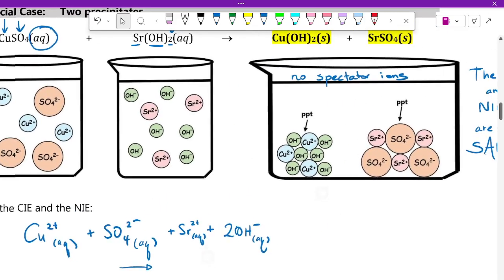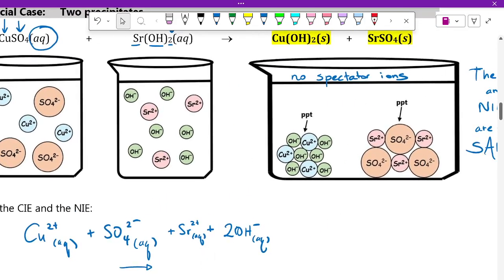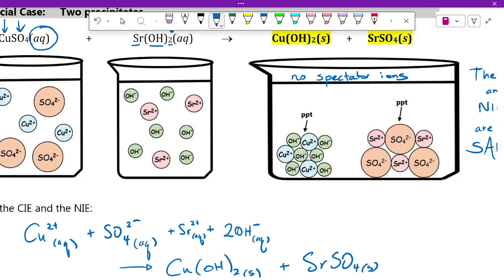Our products are both solids, so you will simply write the solids together because they don't come apart. So solids stay together. Cu(OH)2, solid, plus SrSO4, solid, and that's it. So that's how you would do a complete ionic equation. If this was a case where you had only one precipitate, you would then cancel out your spectator ions to find your net. Yes?